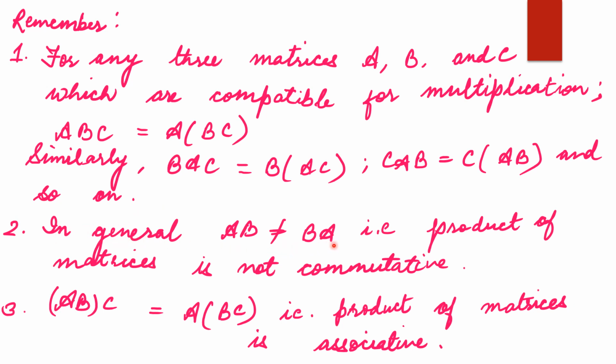In general, AB is not equal to BA, that is, product of matrices is not commutative. AB into C is equal to A into BC. If you multiply the first two matrices and then multiply by C, it is the same as multiplying the first matrix by the multiplication of the last two matrices. That is, product of matrices is associative. You can either multiply AB first and then C, or BC first and then A.